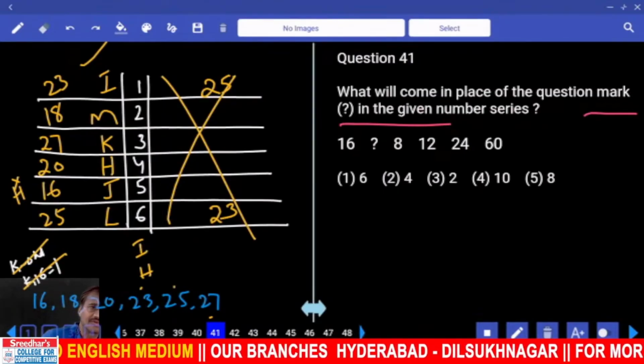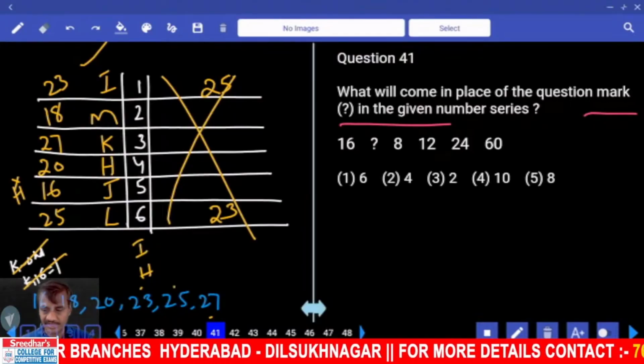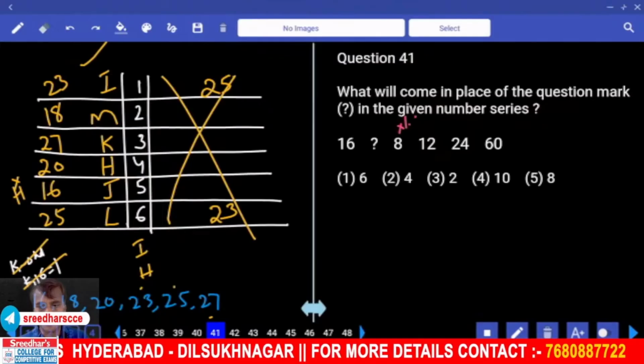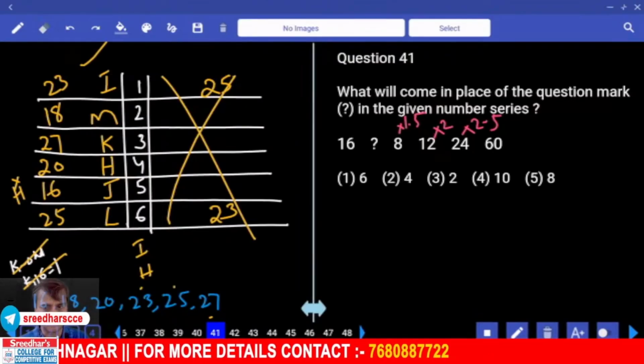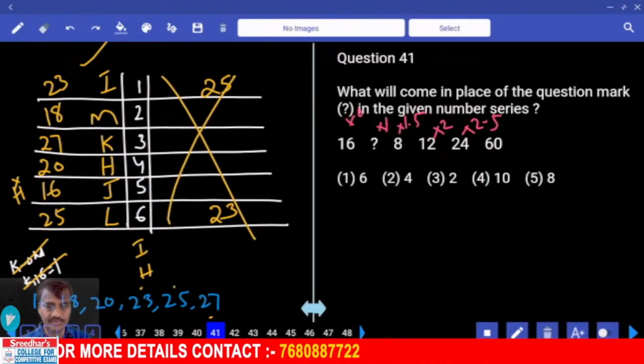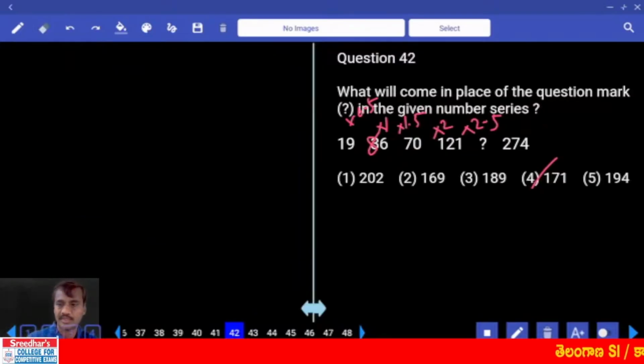Now 8, 12, 24. Now 8 and 12: 8 into 1.5 is 12. Now this is into 2.5. 2.5 to 1.5. Now 16 into 0.5 is how much? 8. The given numbers are multiplied with 0.5, 1, 1.5, 2, 2.5. Then 42.